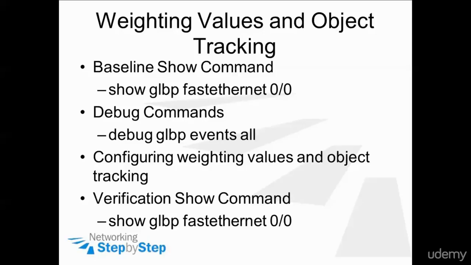I will start off with the baseline show command, show glbp FastEthernet, to display the GLBP status of the interface. Then I'm going to enable a debug command of debug glbp events all to see how things unfold as I change the router's weighting values and object tracking. Then I finish with the same baseline command, show glbp FastEthernet, to see what changed. Let's look at the network topology.